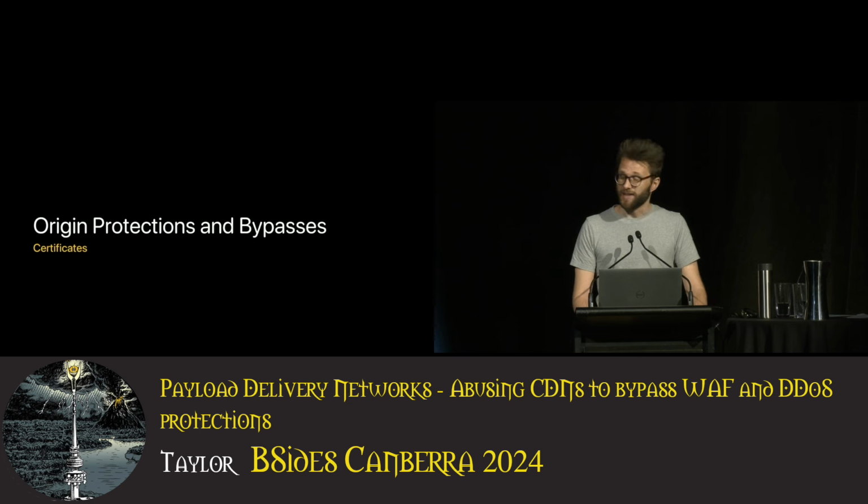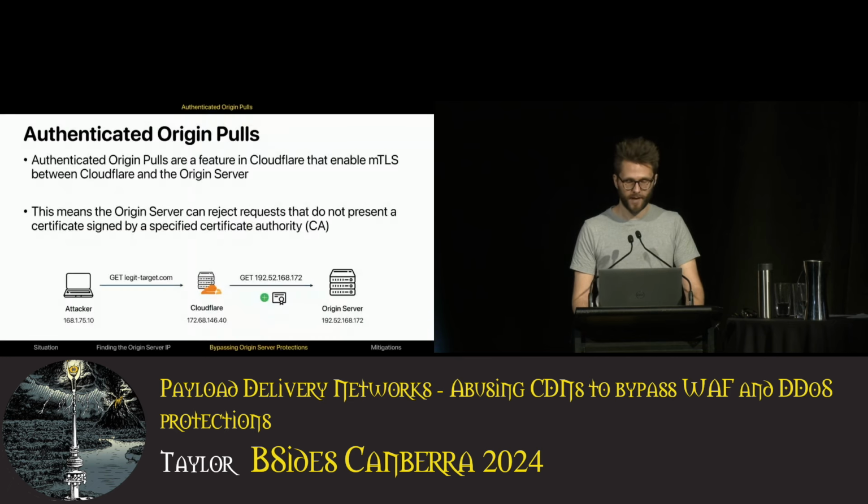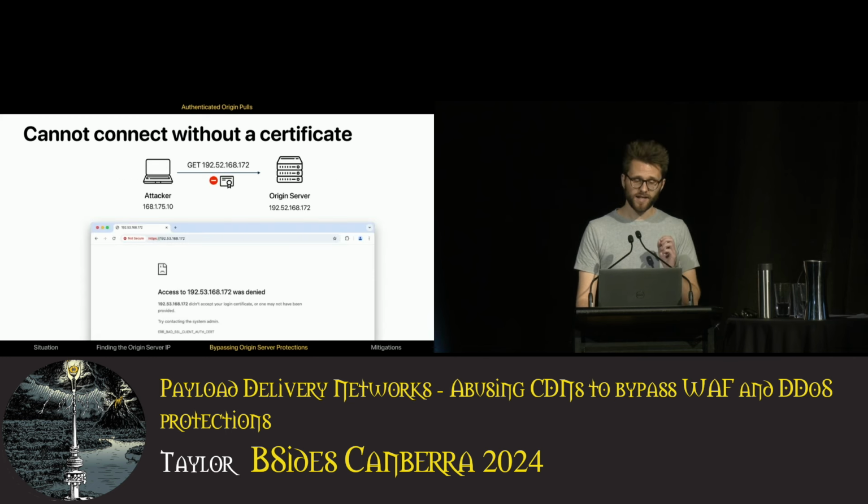The next one is about certificates. This is particularly authentication between the CDN and the origin server. The first one we'll discuss is one that is known a little bit, and it's a Cloudflare specific feature called authenticated origin pools. This enables mutual TLS, or authenticated network connections, between Cloudflare and your origin server. This means that the origin server can reject any requests that don't present a certificate and that aren't signed by a specified certificate authority. So if you try to connect without a certificate, you'll get an error something like this.